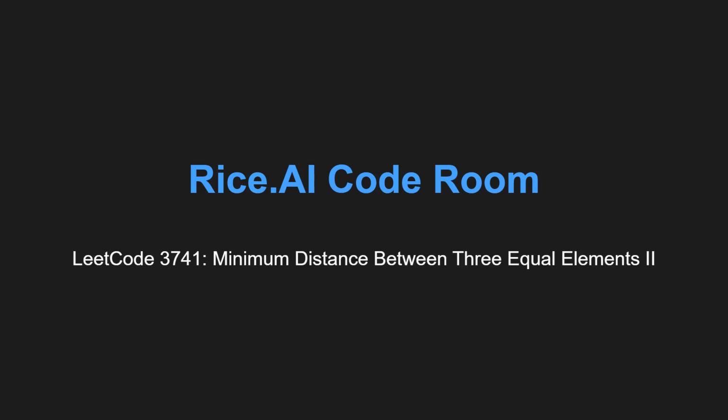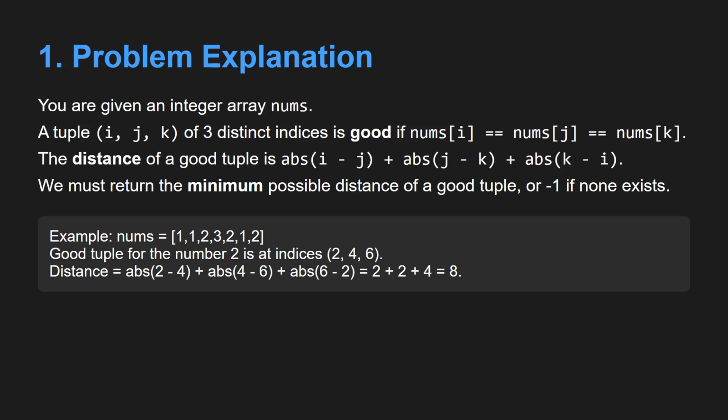Today we are tackling LeetCode 3741, minimum distance between three equal elements 2. Let's explain the problem. We are given an array of integers. A tuple of three distinct indices is considered good if the array values at those indices are equal. The distance of a good tuple is the sum of the absolute differences between its indices. We need to find the minimum possible distance among all good tuples. In our example, the number 2 appears at indices 2, 4, and 6, and their calculated distance is 8.